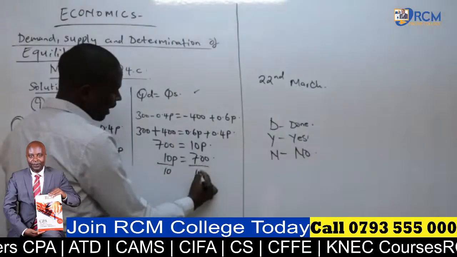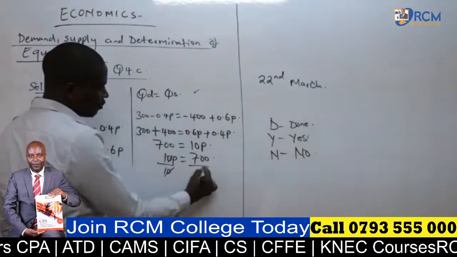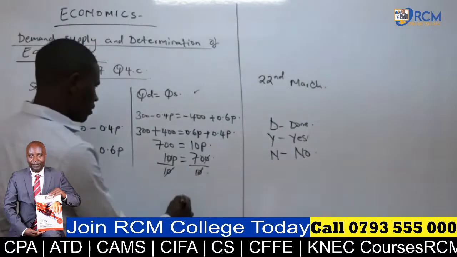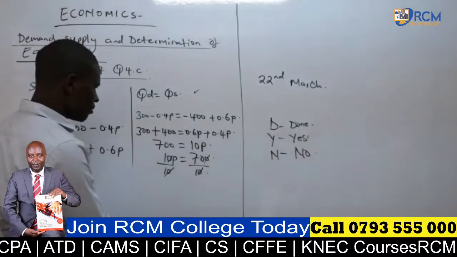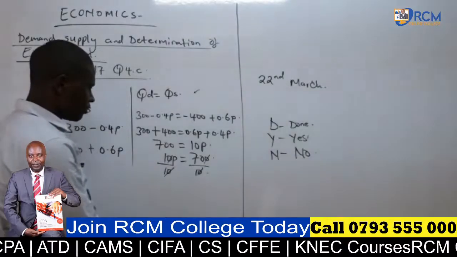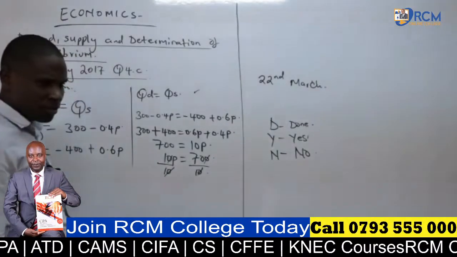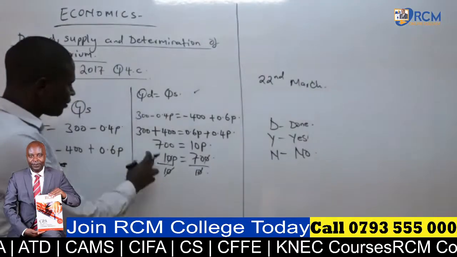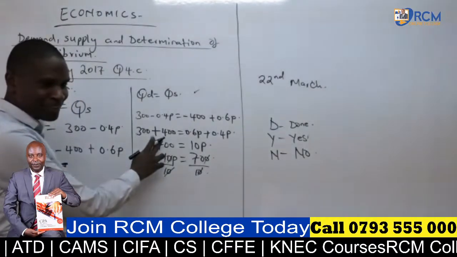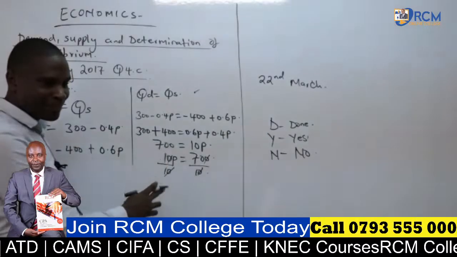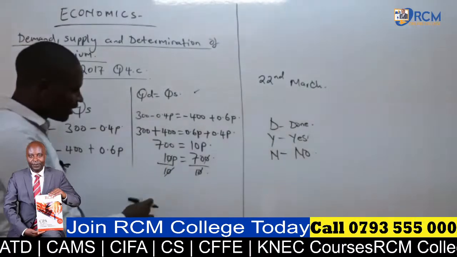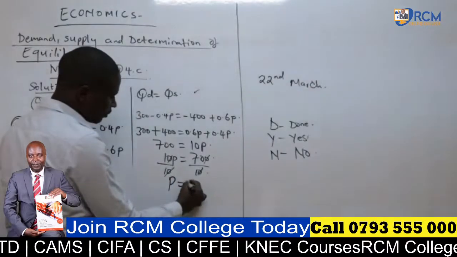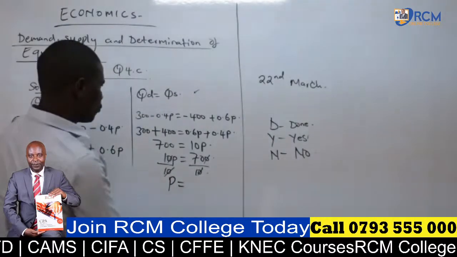Remember, p was price. The value of p ni ngapi? What is the value of p? My p, is it really 70? This is 700. We're getting p is 70, right? Our price will be equal to 70 shillings.